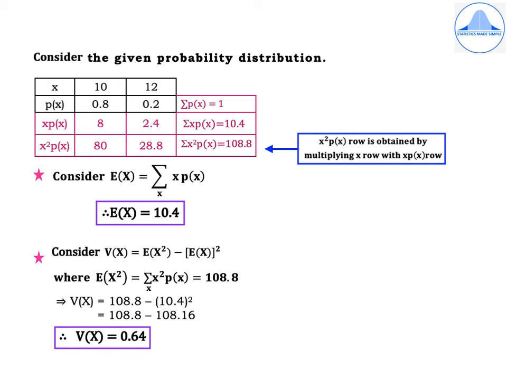Next write the formula for V of x. Consider V of x is equal to E of x square minus E of x the whole square, where it's important to write the E of x square formula, which is equal to summation over x, x square p of x. This we can get from the fourth row in the above table, which is equal to 108.8. Now substituting in V of x, we get 108.8 minus 10.4 the whole square, which is equal to 108.8 minus 108.16. Therefore, V of x is equal to 0.64.